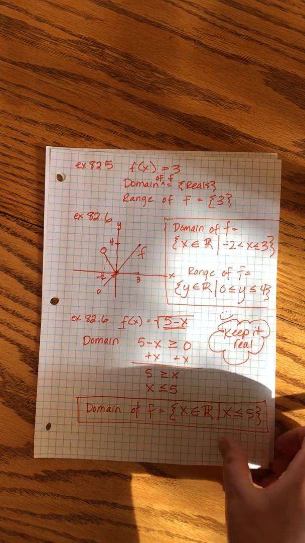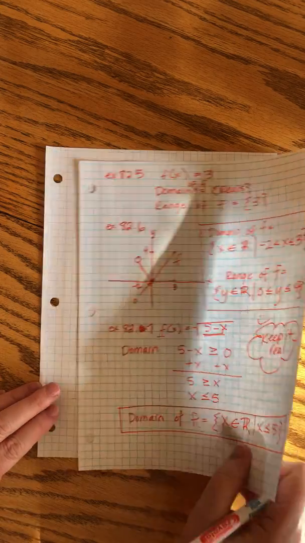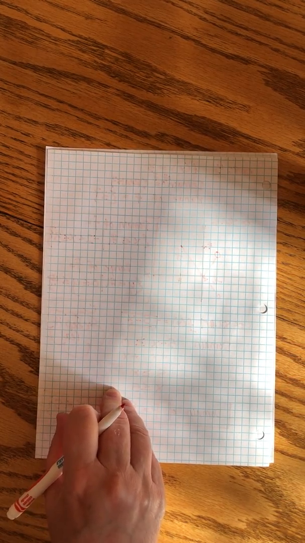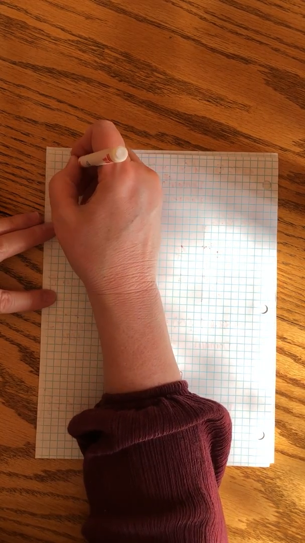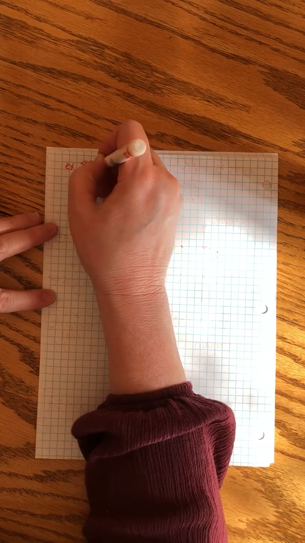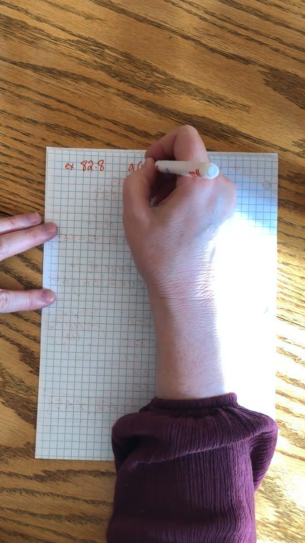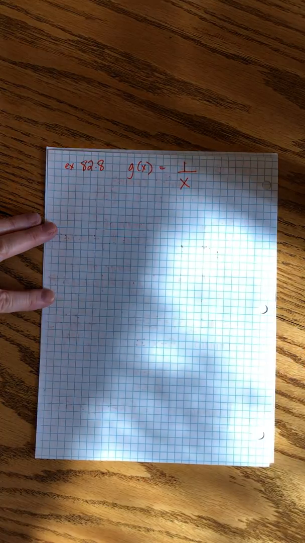And the last, somehow I got off on my numbers. Oh, I have 2 6s. This is actually 7. The last problem of this lesson is another one that's fairly easy to grasp. Find the domain of the function g of x equals 1 over x.